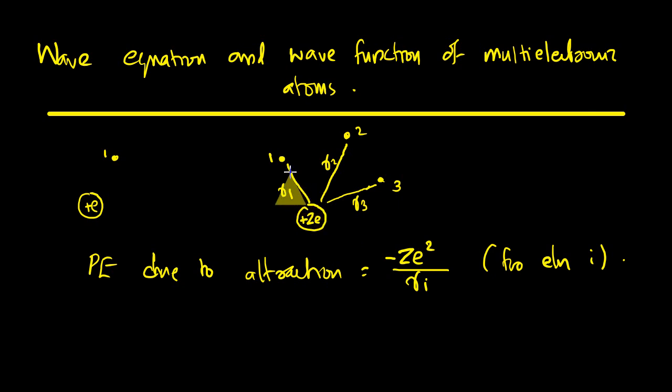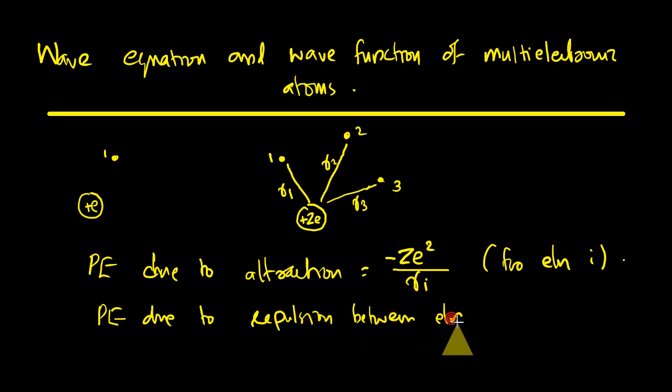Okay, and if we are considering the 2 electrons ei and ej, then the potential energy due to repulsion between electron i and j is equal to ei, the charge of the ith electron, multiplied by ej, the charge of the jth electron, divided by Rij. Here ei and ej are the charges of the ith and jth electrons, so we can simply write it as e square divided by Rij.